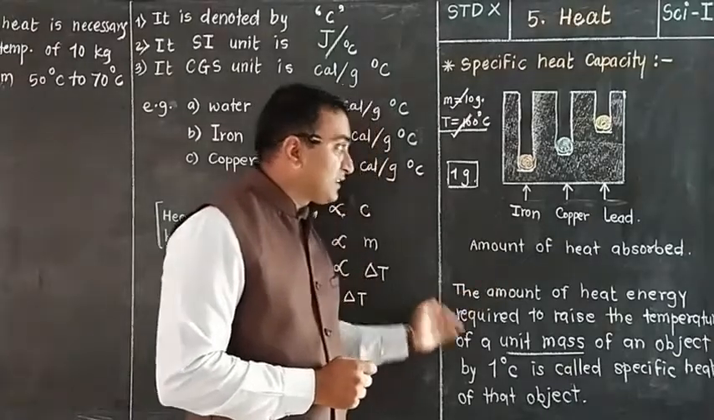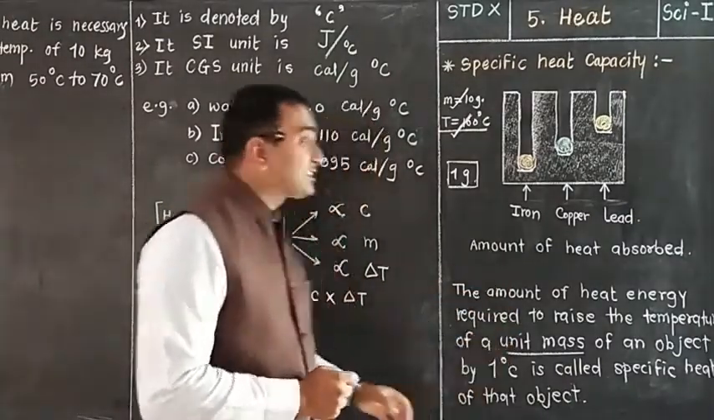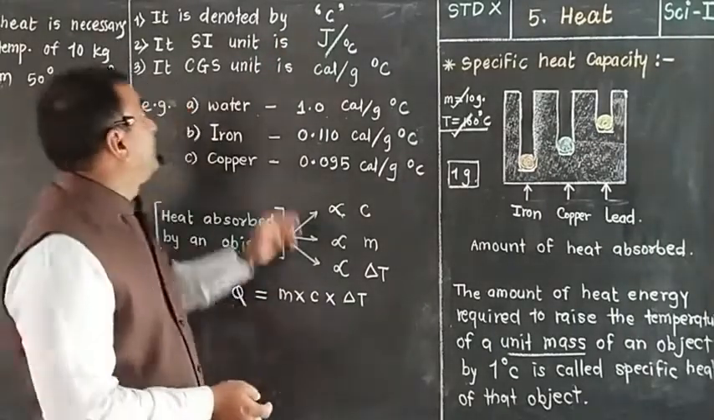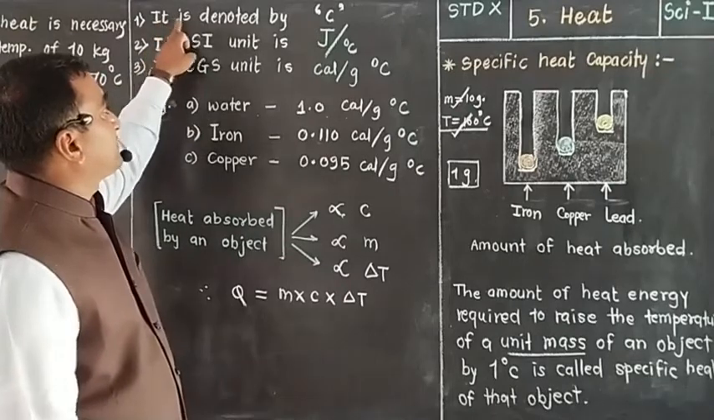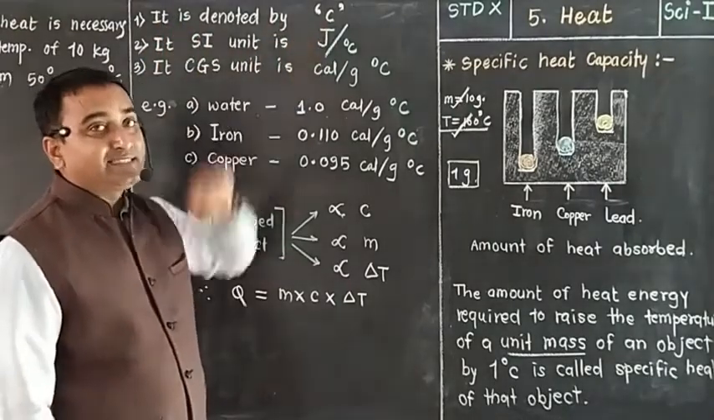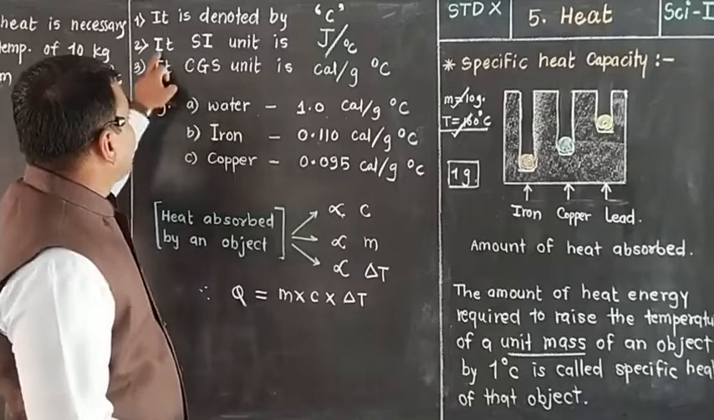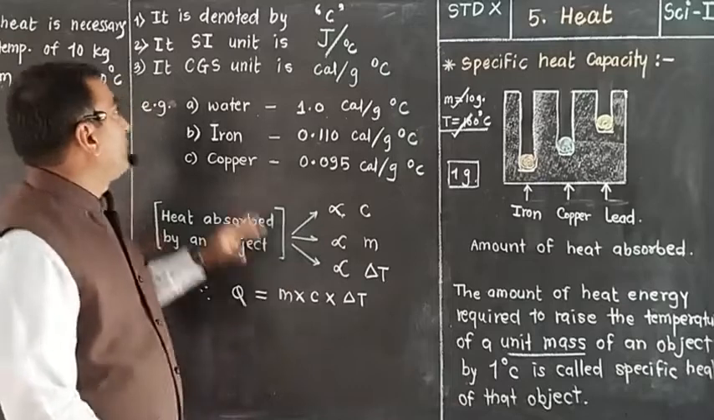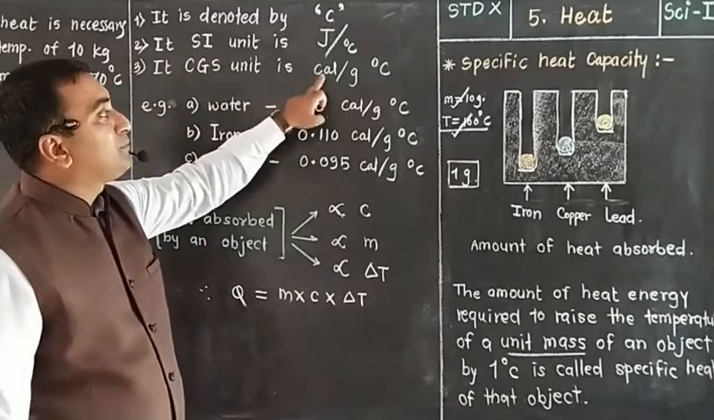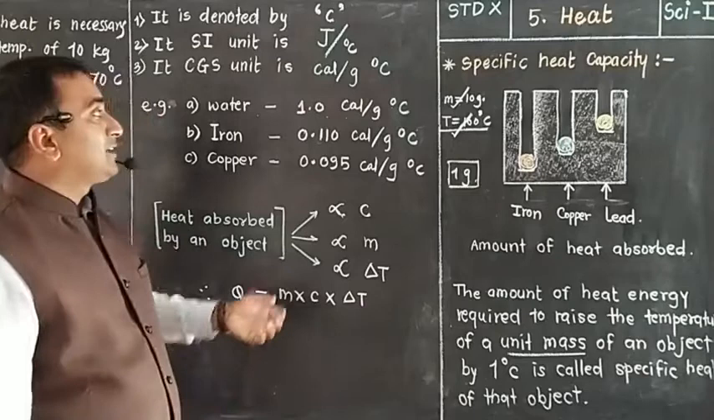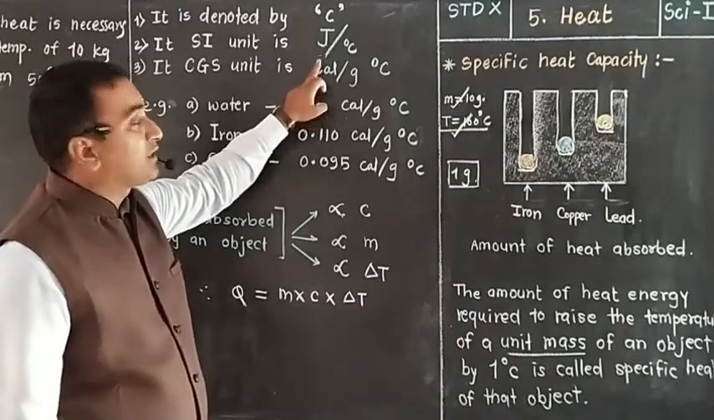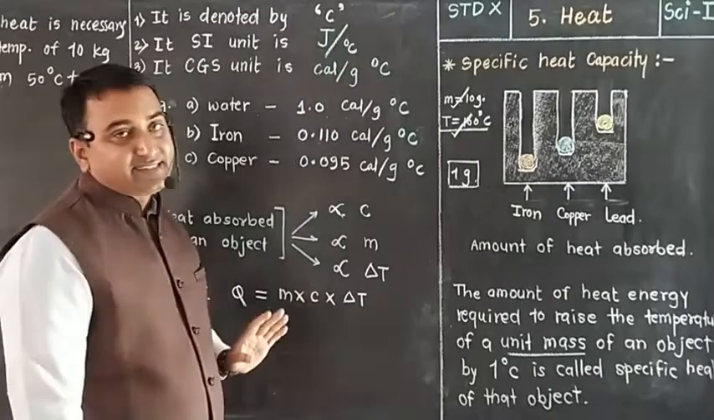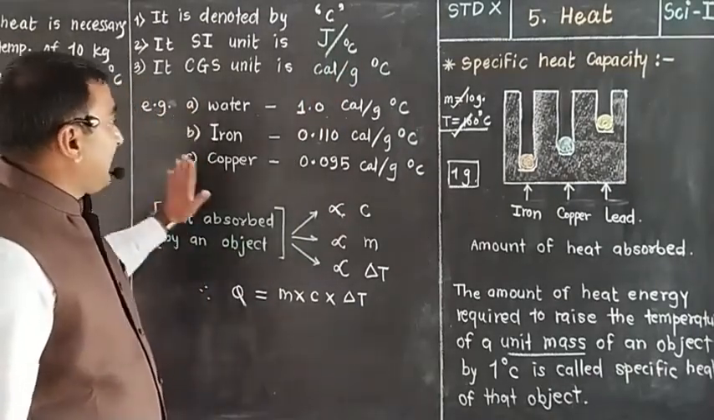So when we move towards the next point, this specific heat is denoted by the letter C. So what is the first point to discuss for this one? The specific heat capacity of a substance is denoted by the letter C. So what are the units? Its SI unit is joule per degree Celsius. What is the CGS unit? It is calorie per gram degree Celsius. That means how many calories of energy are required to raise the temperature of unit mass, that is 1 gram of substance, by 1 degree Celsius.